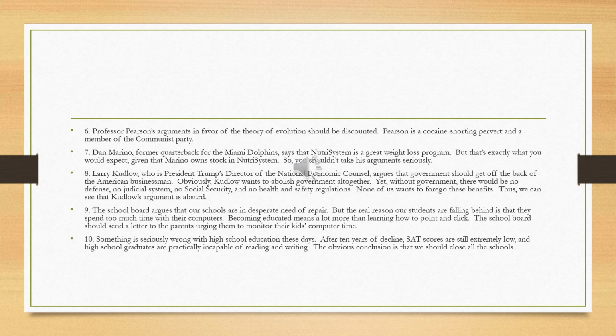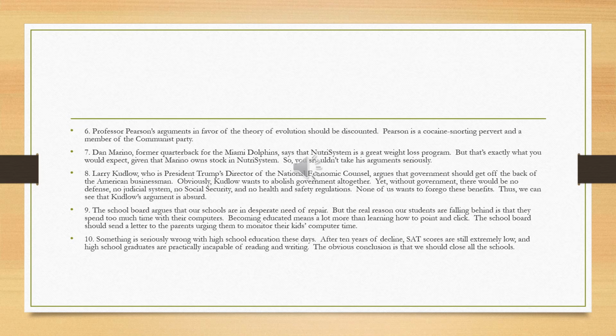Okay, now number 10 takes us in a slightly different direction. It says something is seriously wrong with high school education these days. After 10 years of decline, SAT scores are still extremely low and high school graduates are practically incapable of reading and writing. The obvious conclusion is that we should close all the schools.